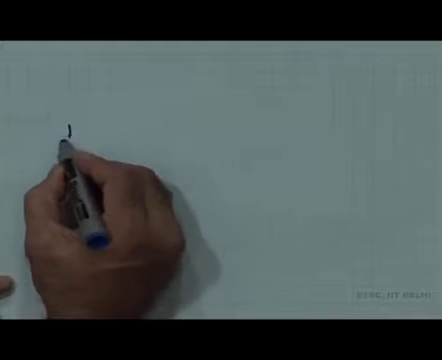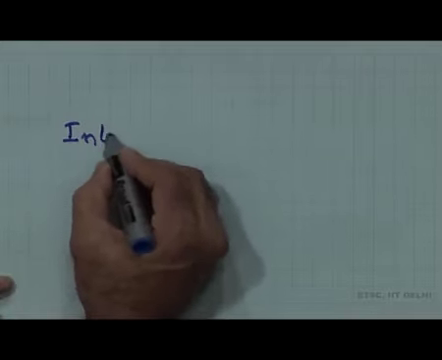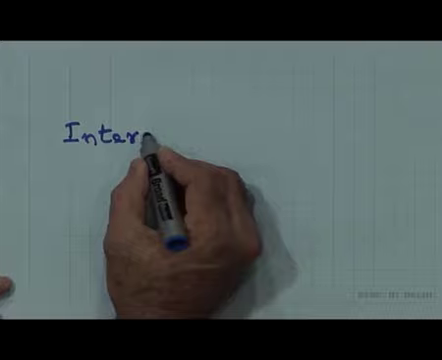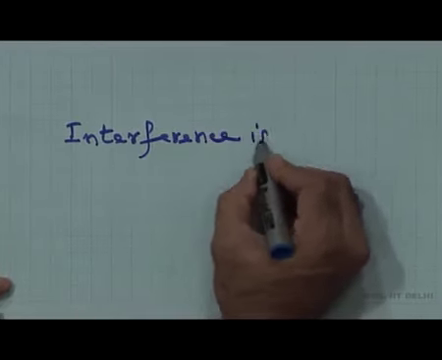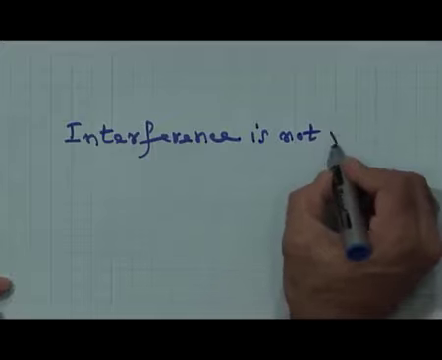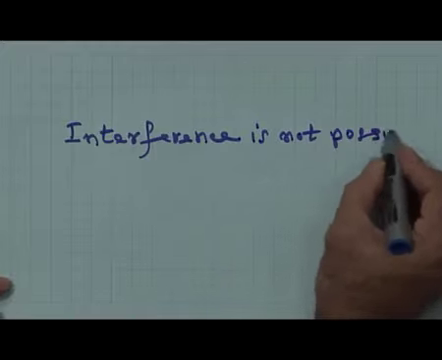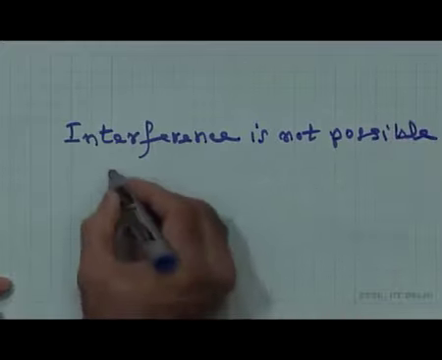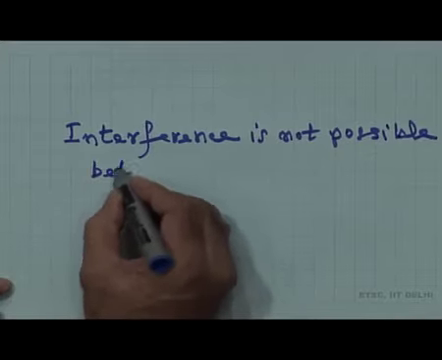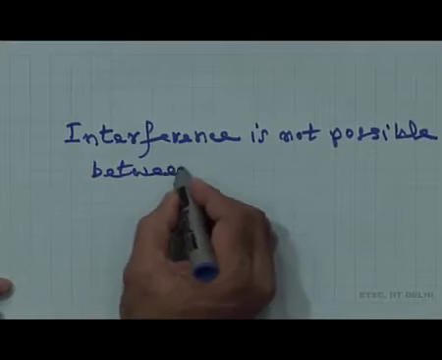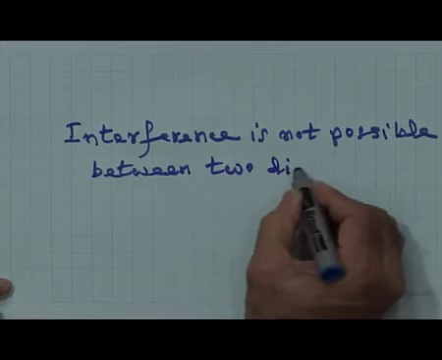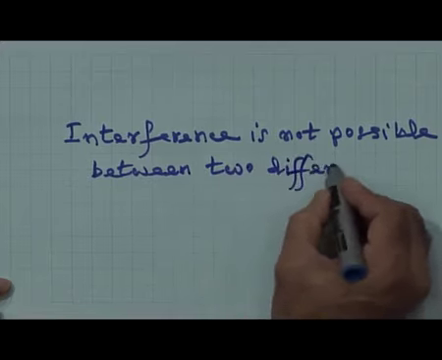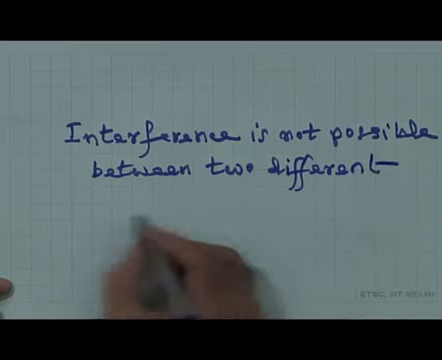What this means is interference is not possible. So, I simply write the conclusion here: interference is not possible between two different wavelengths. That is why we had written different wavelengths.